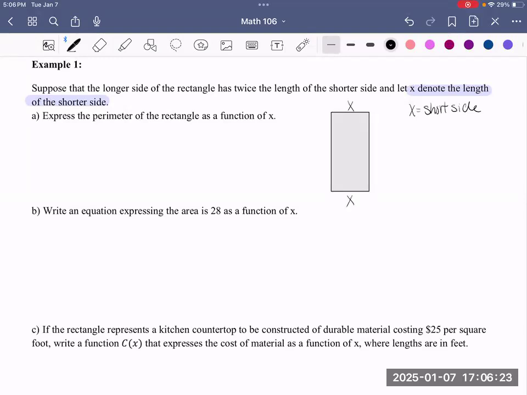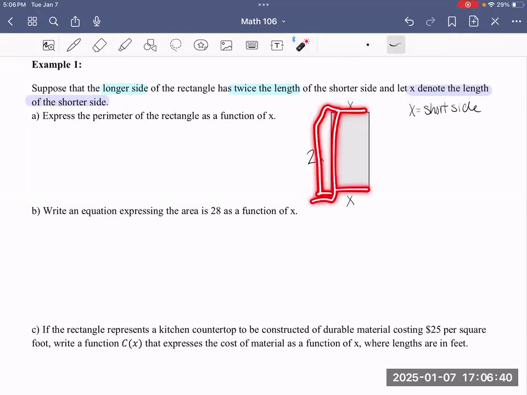So then what about the longer side? Well, it says the longer side has twice the length of the shorter side. That just means it takes two of these little sides to make the big side, in proportion to X being the shorter side. We could also rewrite it where X is the long side and make these half that distance, but that's not what this one asked for.